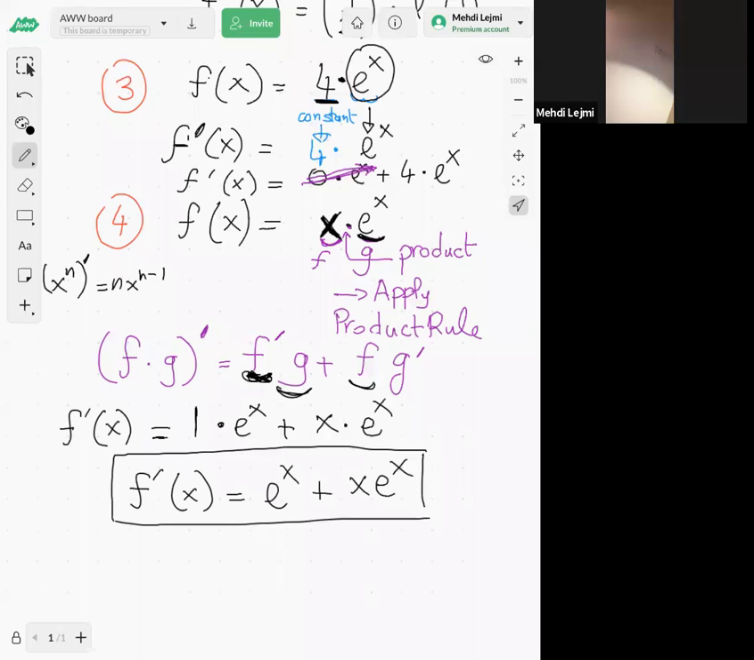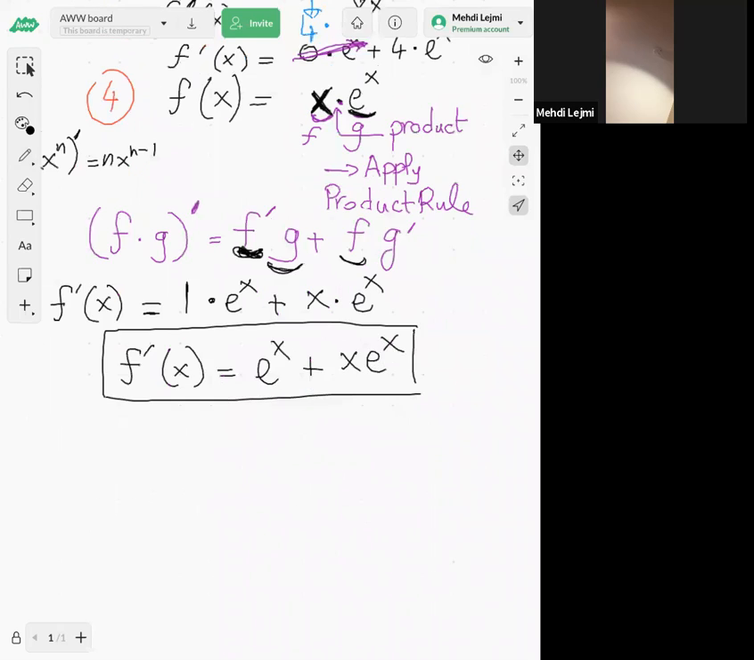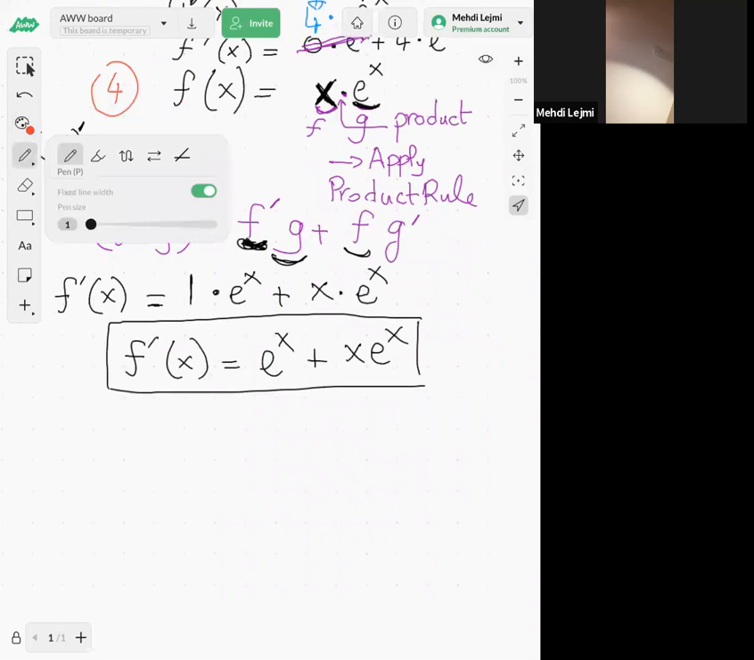Again, guys, when you have a derivative to compute, first you need to know which derivative rule you're going to apply. Here you have x times e to the x. That's a product, so you have to apply the product rule. In our next example, we're going to have a quotient, a fraction. So, next, example 5.